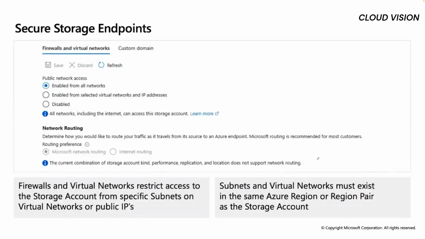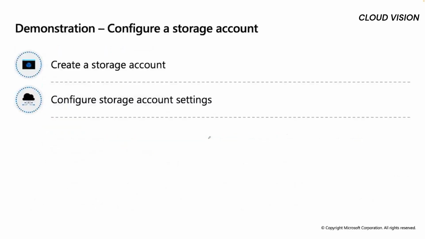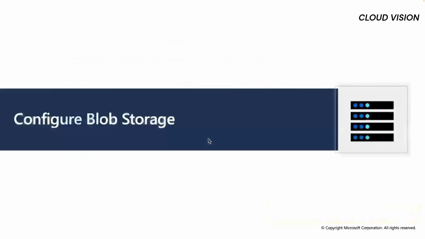Okay, so we need to secure this storage endpoint. We can select from multiple options here: enable from all networks, or enable from selected virtual networks and IP addresses, or we can just disable it, saying no, I don't want to give access to outside services. You also have the option of network routing, whether it's Microsoft network routing or internet routing. We'll skip the demonstration for now. We will have all the demonstrations together for this section.